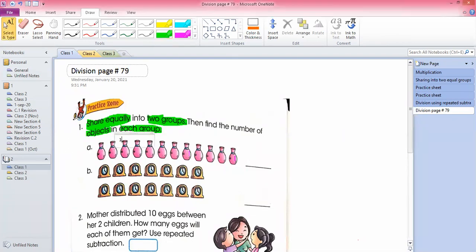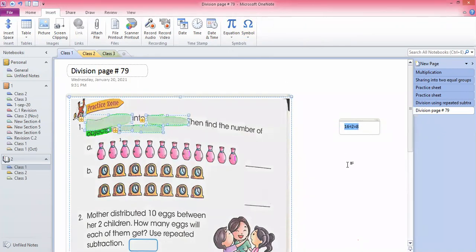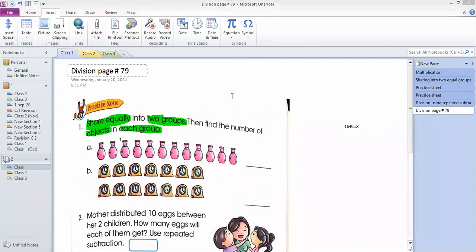You should write like if there are total 16 objects, you will write 16 first. If you want to share into three groups or two groups, you will write like this, and this is the division sentence. So tell me the answer and also share the division sentence with me. I'm going to check your answers.